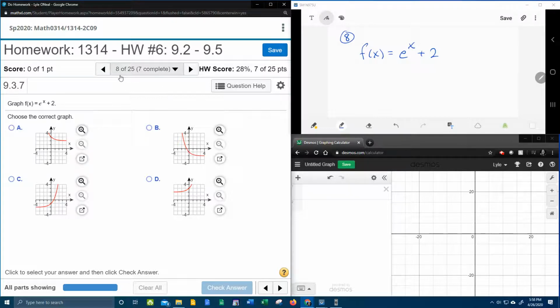All right, here we go. We've got question number 8 on our college algebra homework number 6 in MyLab Math, and it wants us to graph the exponential function f of x equals e to the x plus 2. I've got that copied down up here. Let's examine what we've got here.